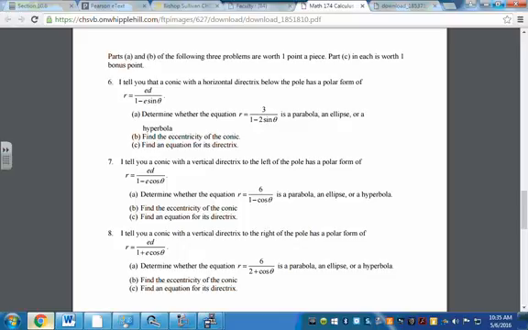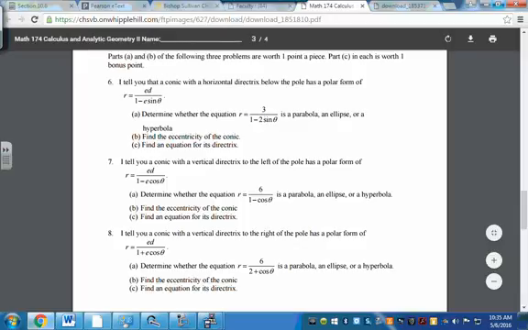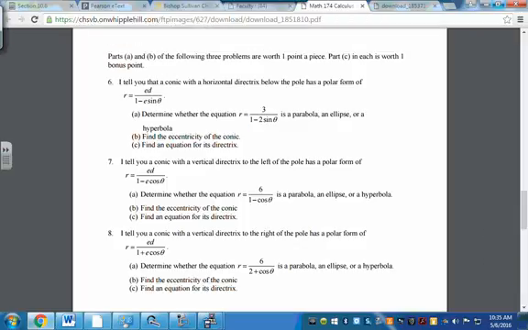In this case, again, I'm giving you the formula. Don't have to worry about the formula. It says 1 minus 2 sine of theta. What's the eccentricity? 2. What kind of conic section is it? Hyperbola, right?